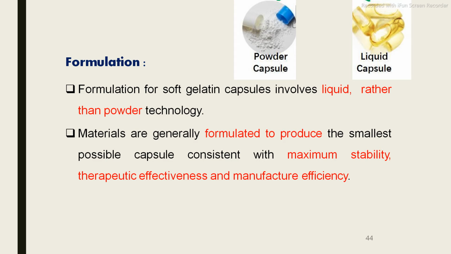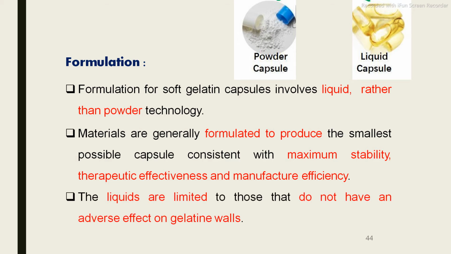Then therapeutic effectiveness. What is meant by therapeutic effectiveness? Suppose we are preparing the soft gelatin capsule of any NSAID drug, then it must give the therapeutic effectiveness until its stability period. So up to a maximum of 2 or 3 years, it must show its therapeutic effectiveness. It must have the ability to lower the raised body temperature.